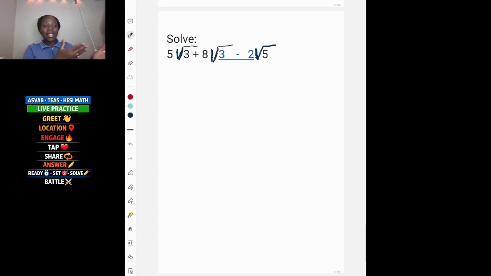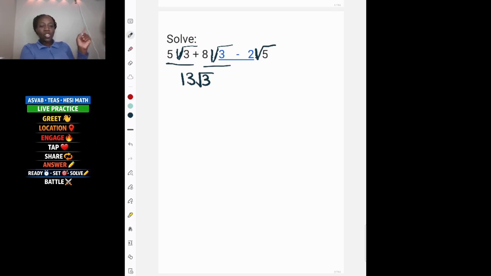x and y in numbers. 5 root 3 and 8 root 3 are similar by the root 3 that they have. So we can add the coefficients, the numbers with them, together. And that will be 5 plus 8, which is 13, so 13 root 3.